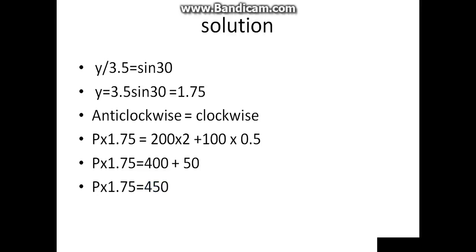Then P times 1.75 equals 400 plus 50, which gives us 450. Making P the subject of the formula, we have 450 over 1.75, which gives us 257.1 Newton.